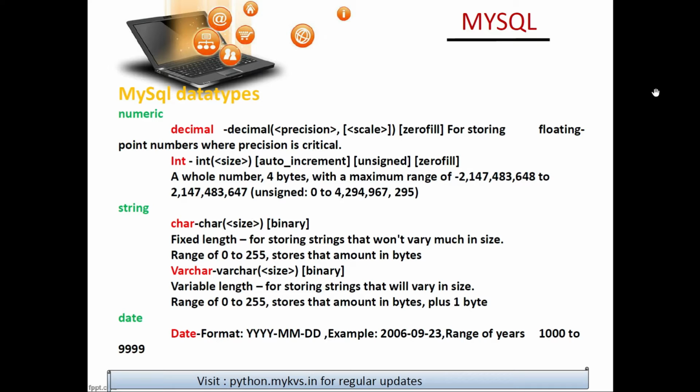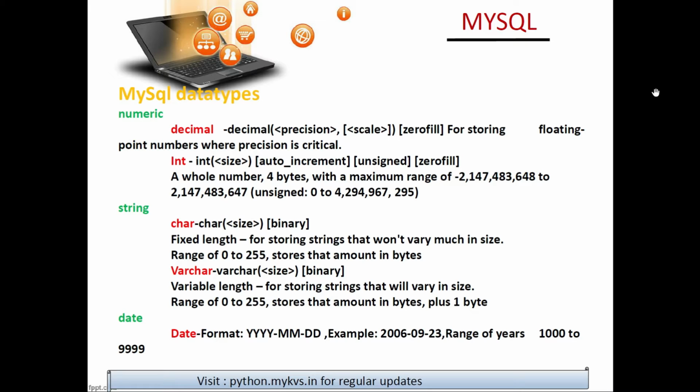That is the signed one, and the unsigned one is from 0 to that, meaning both the ranges will be added, 2147483 plus 2147483, and the final range will be described.